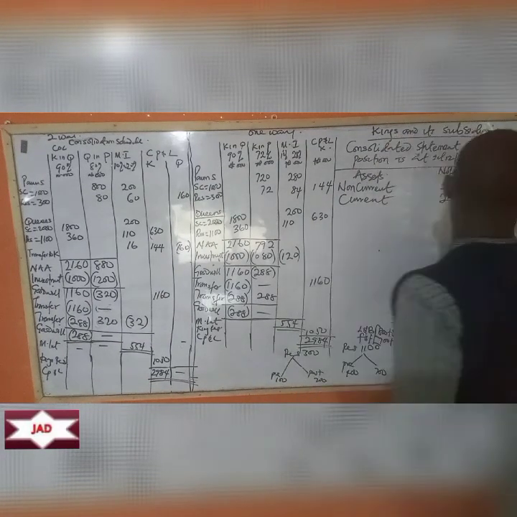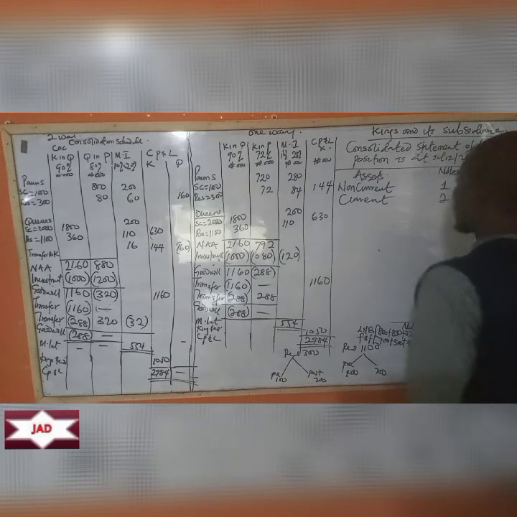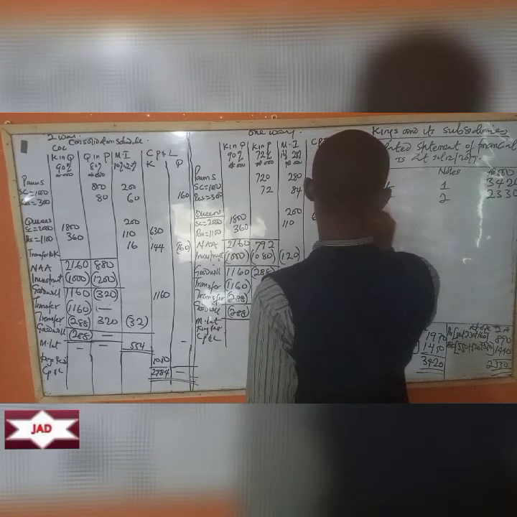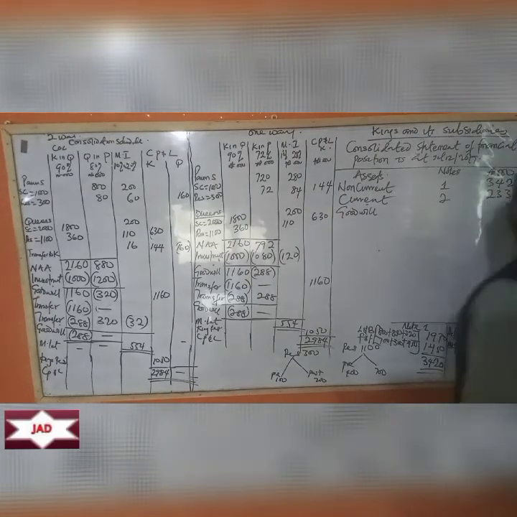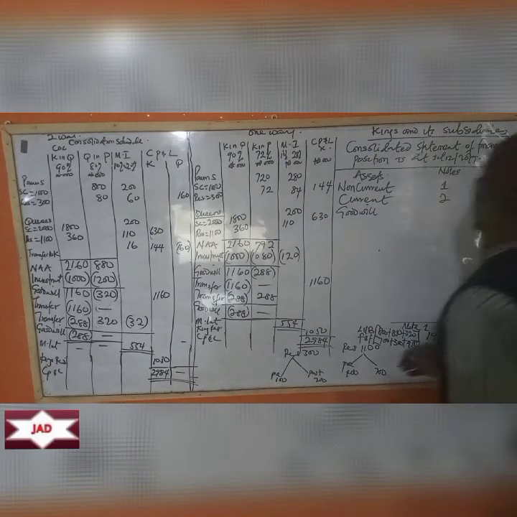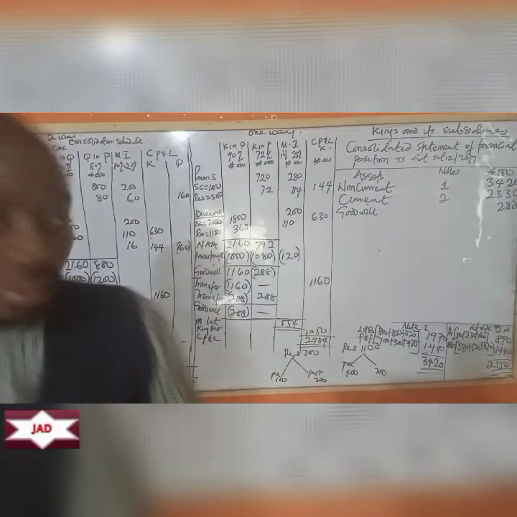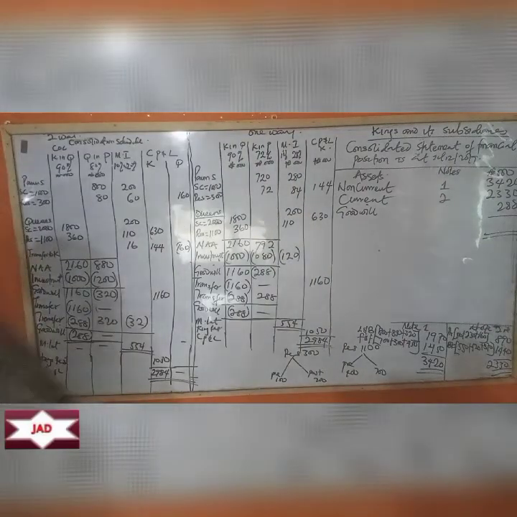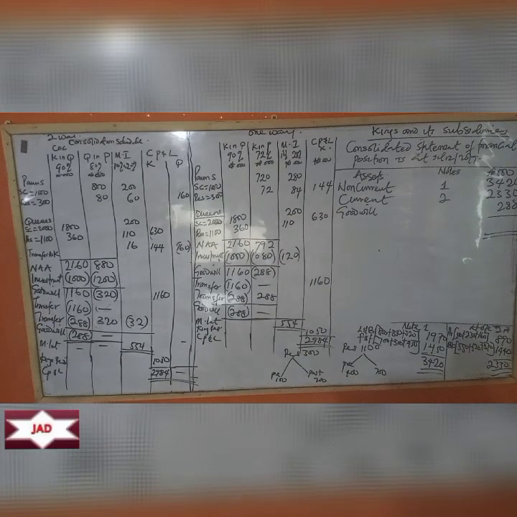So we have 2,330. So there's a goodwill here. 288. So what do you have? 3420 plus 2330 plus 288. 6038.